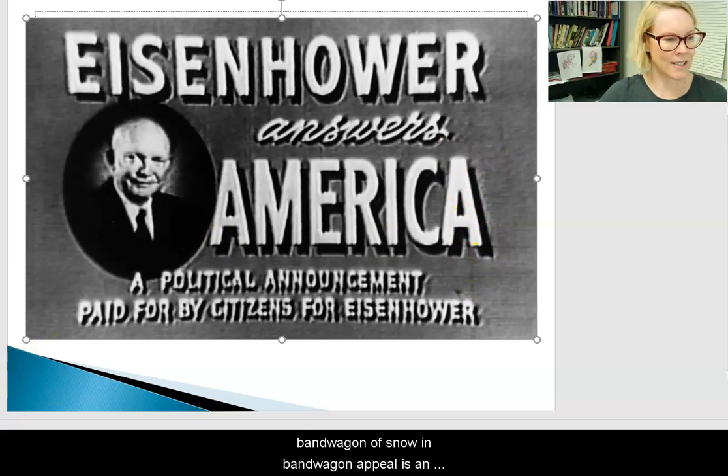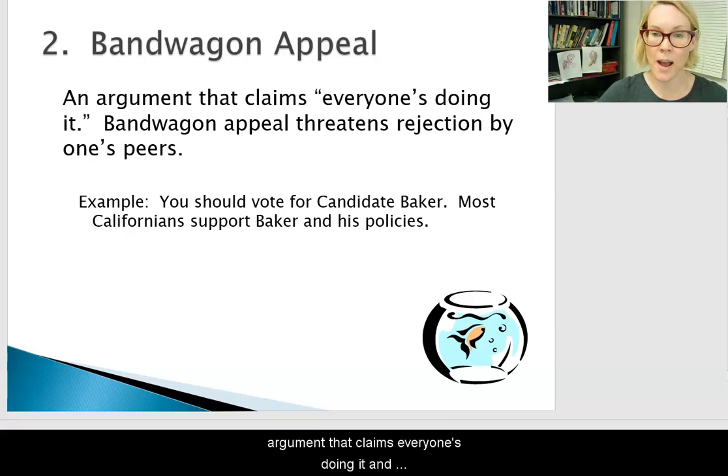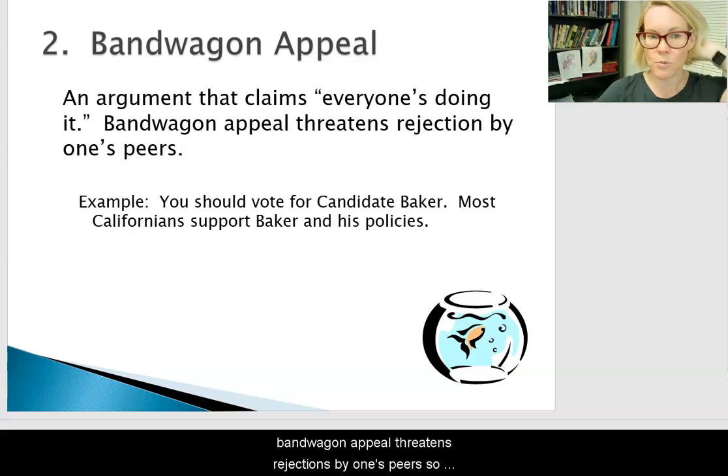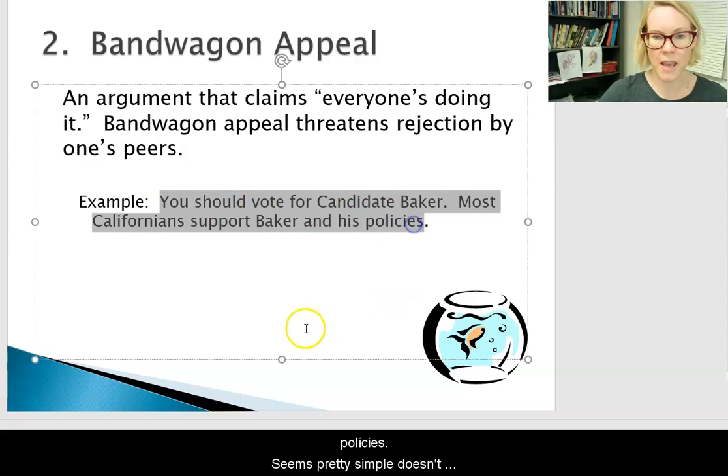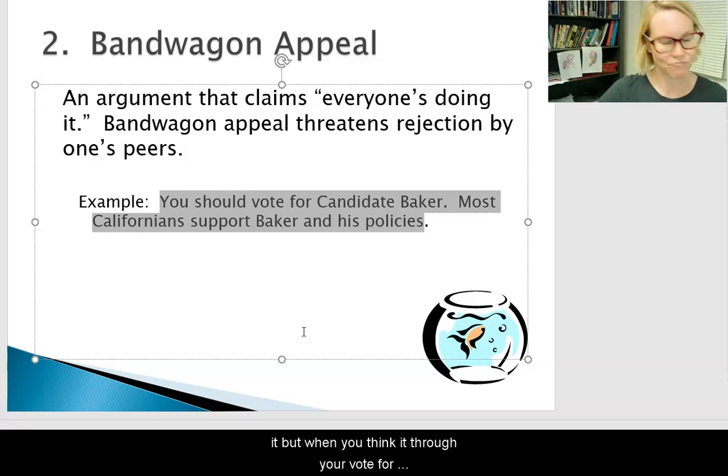All right. Okay, let's take a look at another fallacy. This one is known as bandwagon appeal. Now, bandwagon appeal is an argument that claims everyone's doing it, and it threatens rejection by one's peers. So here's an example. It says, you should vote for candidate Baker. Most Californians support Baker and his policies. Seems pretty simple, doesn't it?